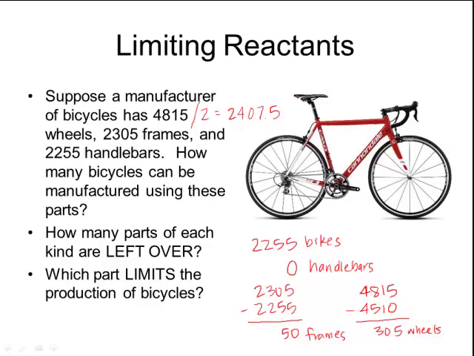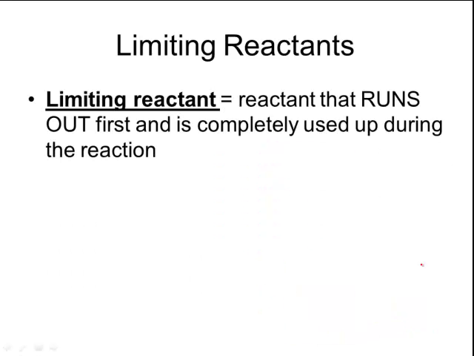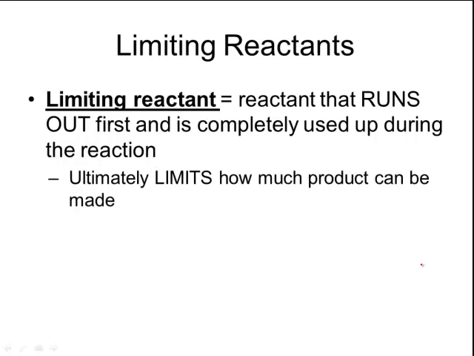So the part that ultimately limits the production of bicycles that I can make is the handlebars. And in chemistry, we would call those handlebars the limiting reactant. I like to abbreviate limiting reactant as LR. The limiting reactant is the reactant that runs out first and is completely used up during the chemical reaction. Just like in the bike example, the limiting reactant ultimately limits how much product can be made.